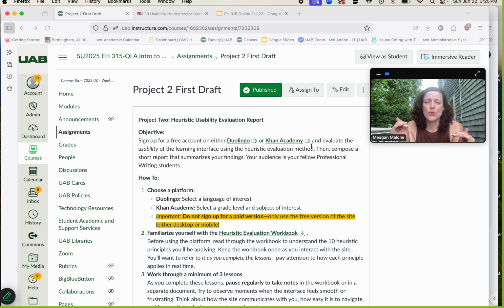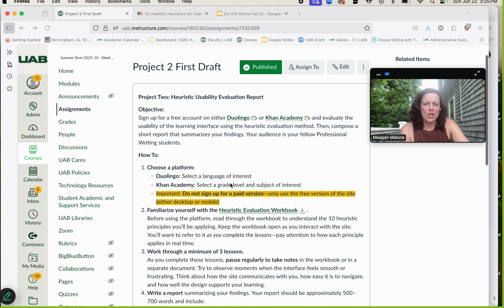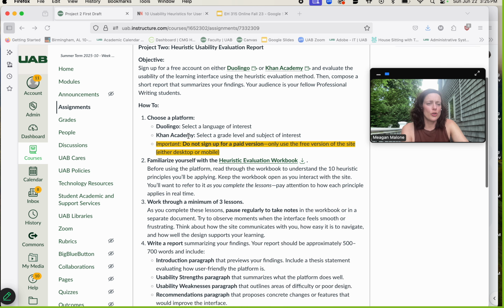And you want to start from scratch so that you can work along with this thing called the Heuristic Evaluation Workbook. As you're interacting with it, you are taking specific notes on those 10 heuristics for usability so that you can generate a report. So you're going to choose either Duolingo or Khan Academy and evaluate the usability of the learning interface using the heuristic evaluation method. Then you're composing a short report that summarizes your findings. So once you've decided which one you're doing, make sure it's free. You can do desktop, you can do mobile, whichever you choose.